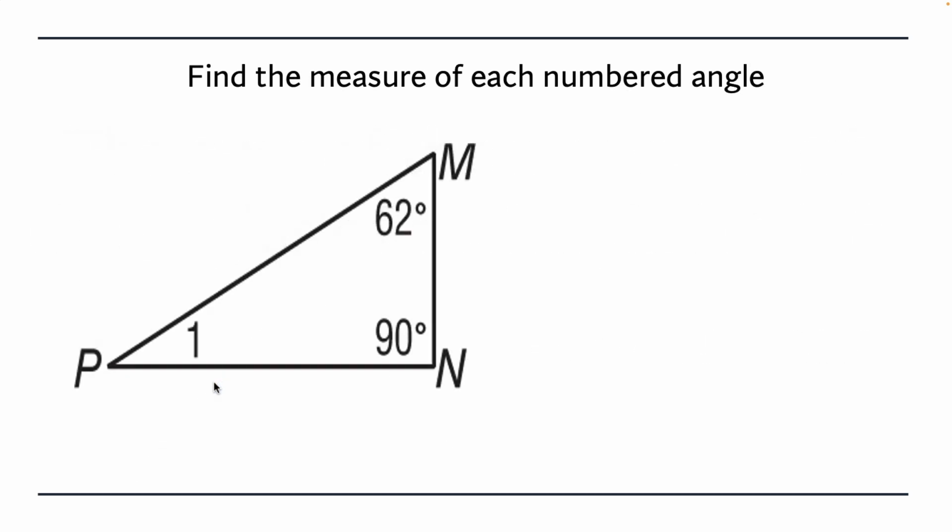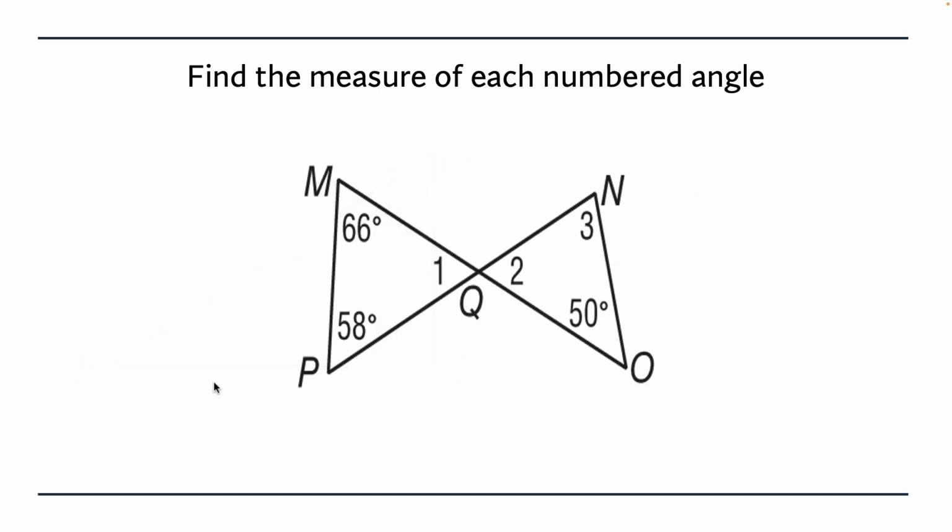So with this triangle here, we're missing the measure of angle 1. We know inside we have 180 degrees. 62 degrees is already taken up. 90 degrees is already taken up. So what's left is 28 degrees, and that's the measure of angle 1.